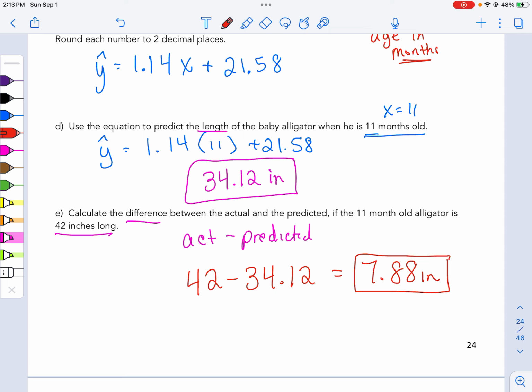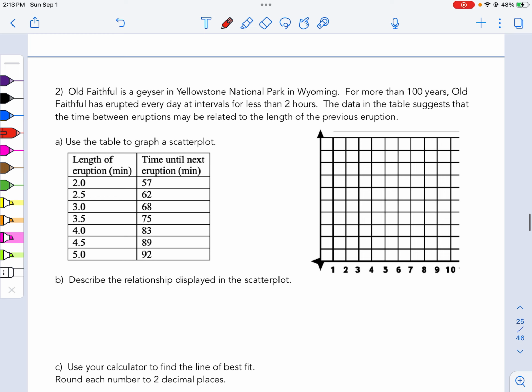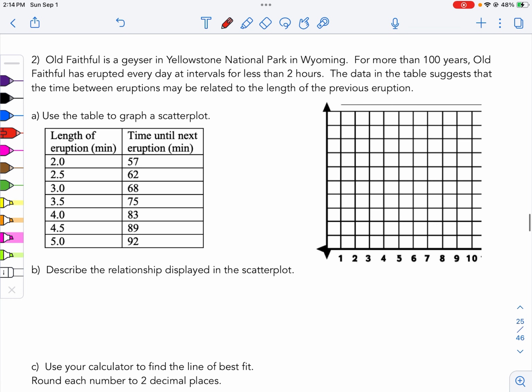All right, taking a look at our next example, it says Old Faithful is a geyser. If you don't know what a geyser is, it shoots water up in the air in Yellowstone National Park in Wyoming. For more than 100 years, Old Faithful has erupted every day at intervals of less than 2 hours. The data in the table suggests that the time between the eruptions may be related to the length of the eruption. And we are going to take a look at that on our calculators in a minute.